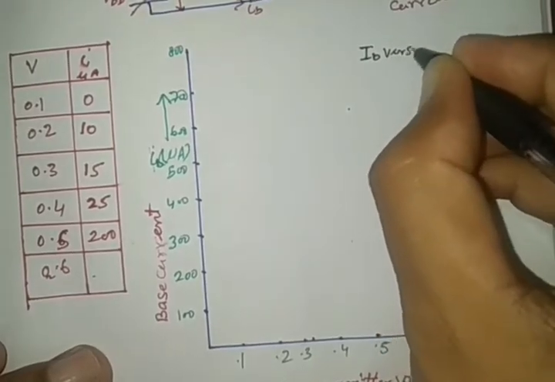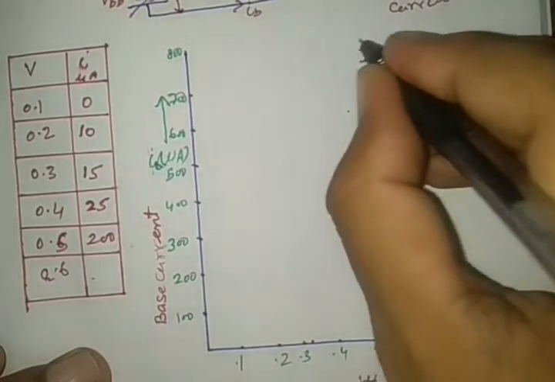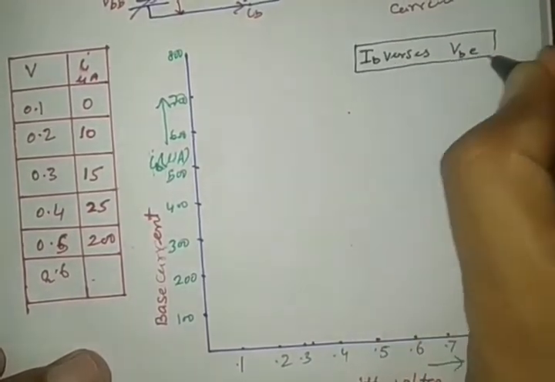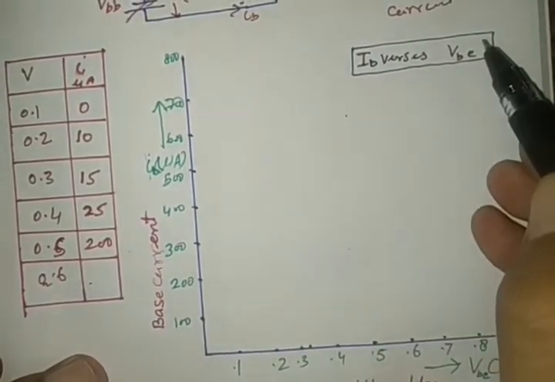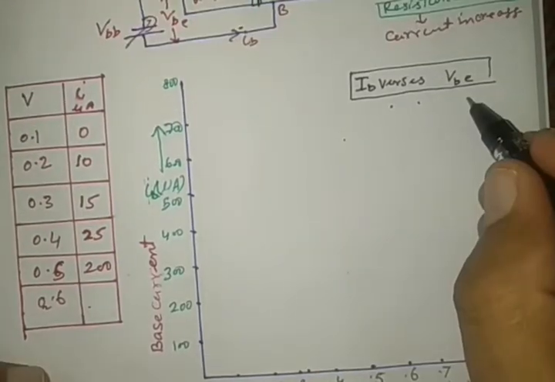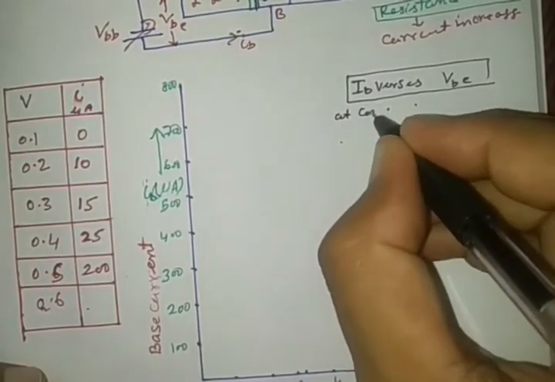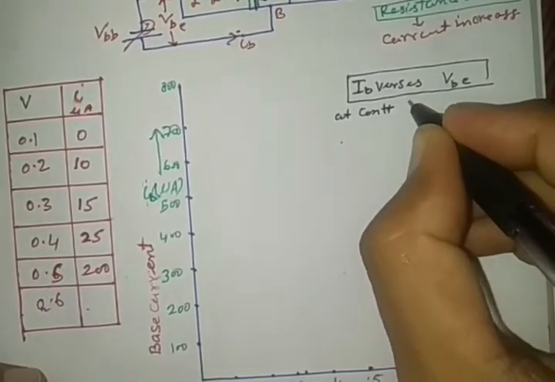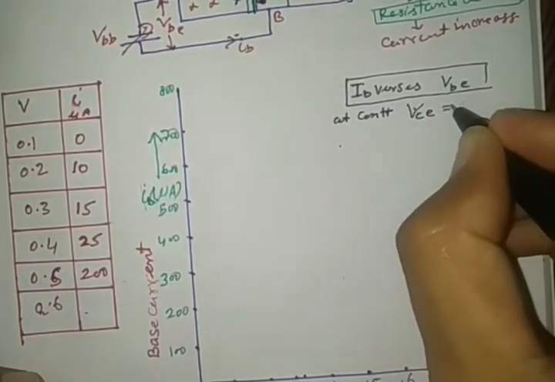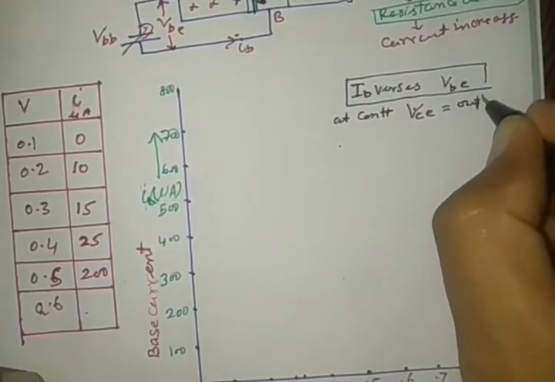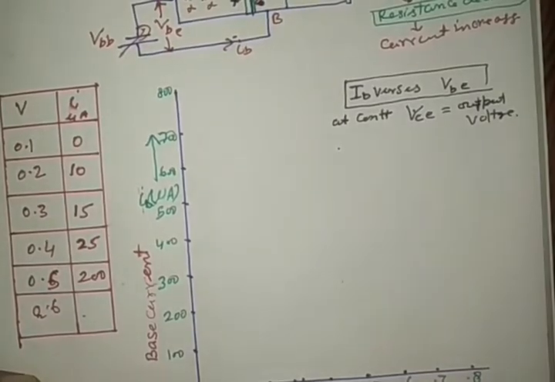This is called IB versus VBE. So the y-axis is here. First of all, we write the y-axis, then the x-axis. So IB versus VBE. This graph is obtained at constant output voltage. What is output voltage? VCE is constant. This is the output voltage. So we are keeping the output voltage constant.